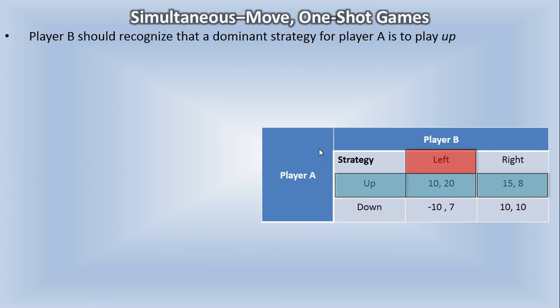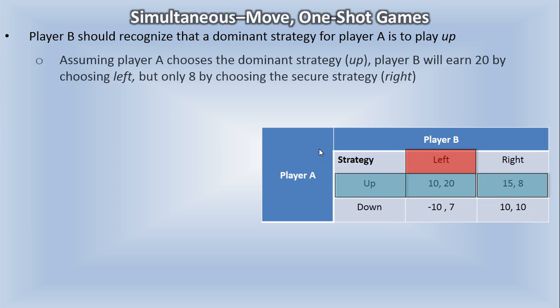So player B could recognize that player A has a dominant strategy, and it's very clear from the payoffs that player A does have a dominant strategy. Again, in these simple cases and simple examples, everybody knows everybody's payoff, so nothing is hidden from anybody. So player B knows that player A has a dominant strategy to play up. Therefore, player B should consider what move she should make in response to player A playing up that would maximize her profit. In this case, obviously, left is better than right because 20 is greater than 8.